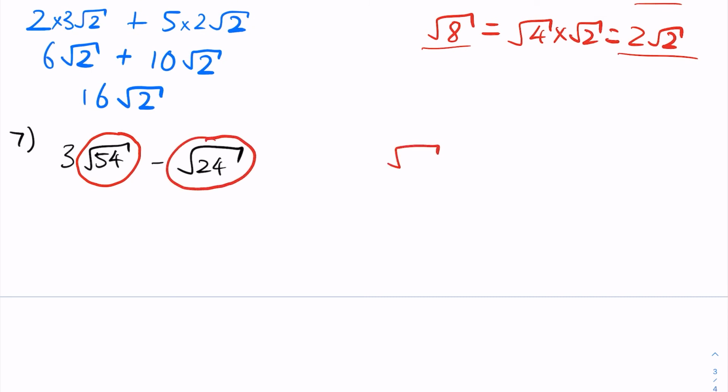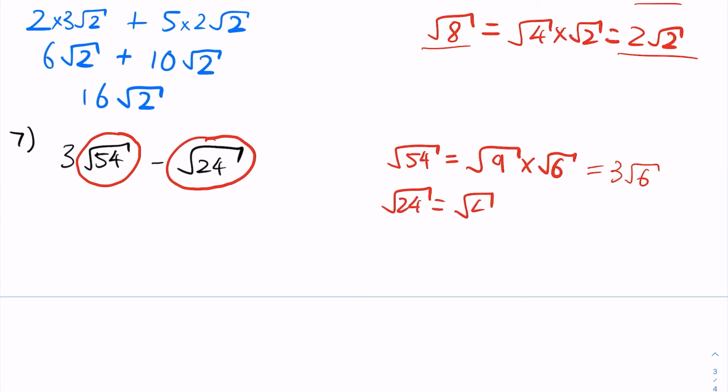So the square root of 54. Now, straight away, the square number I noticed that goes into that there is 9. So we can rewrite this as the square root of 9 times the square root of 6. And like I say, you do just sort of get the knack of what square numbers go into which numbers after practicing a few questions. And that is just the same as 3 root 6, since the square root of 9 is just 3. And the square root of 24 is equal to the square root of 4 times the square root of 6. And that's just 2 root 6.